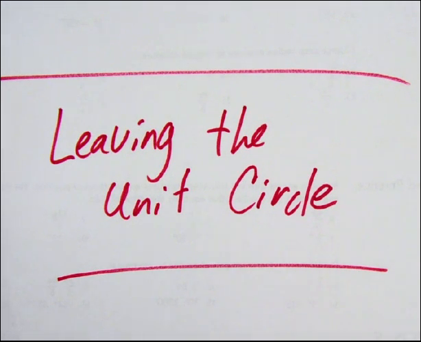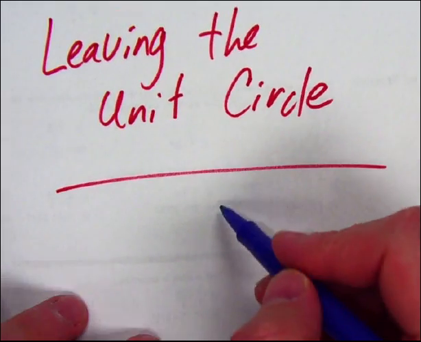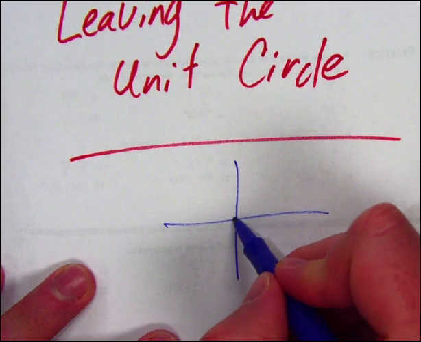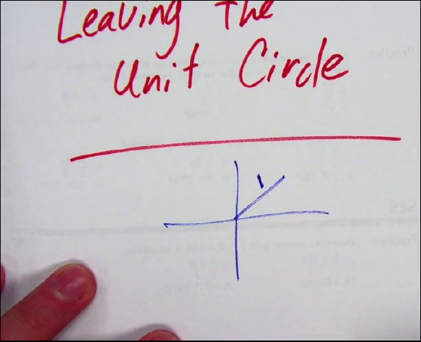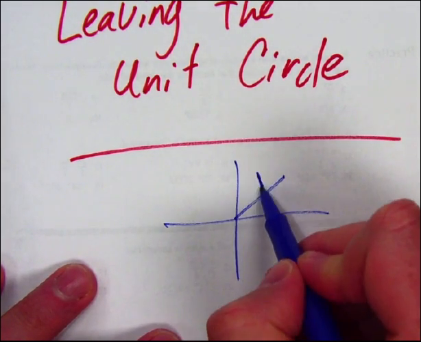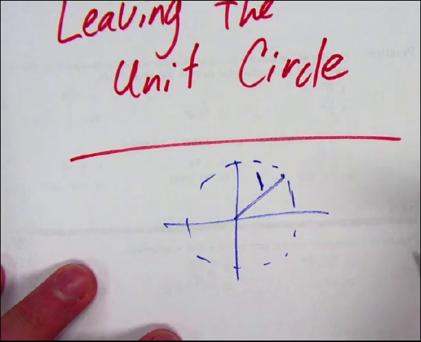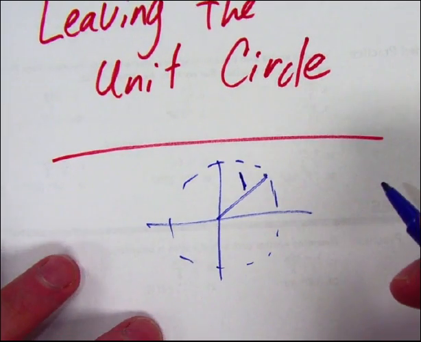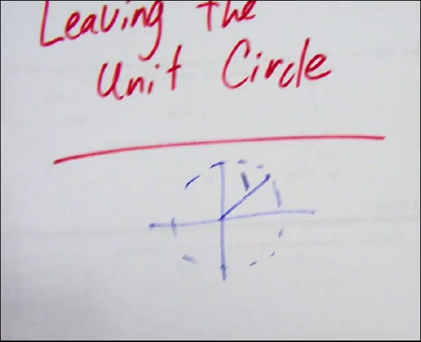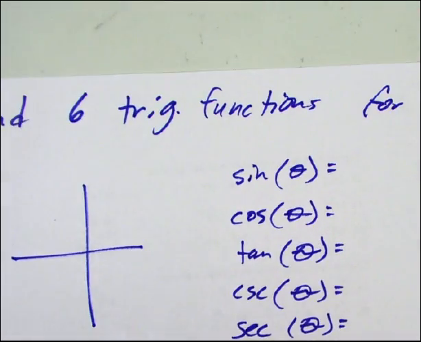Let's take a look at leaving the unit circle. Leaving the unit circle is the concept of the fact that we don't always have a hypotenuse of 1. We're not always doing triangles that have this hypotenuse number being 1. As soon as we don't have a hypotenuse of 1 anymore, we're not on this unit circle where we know all the numbers.